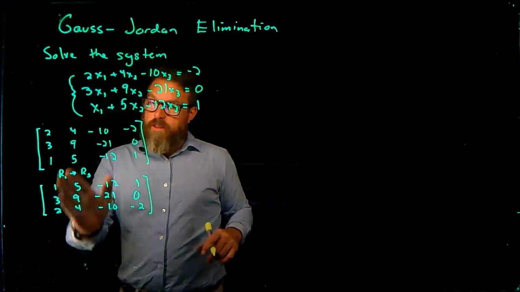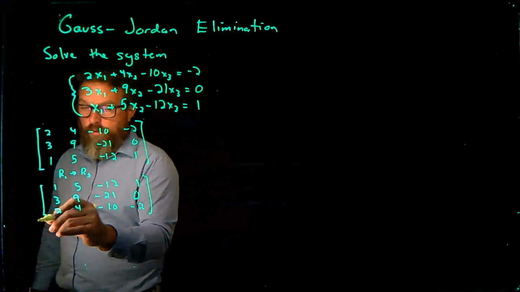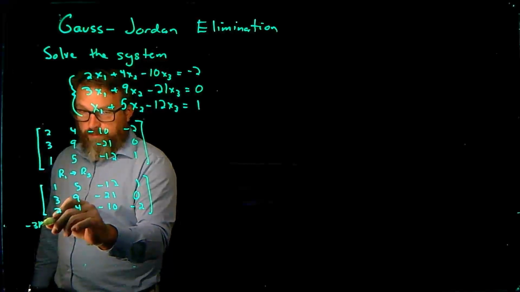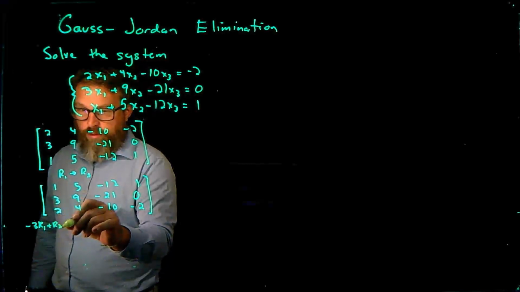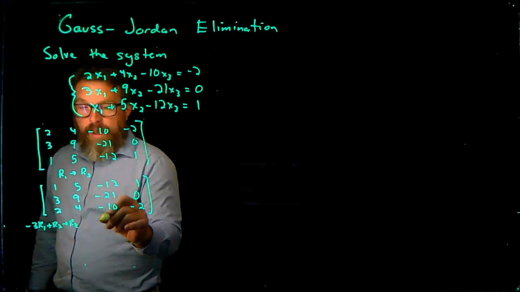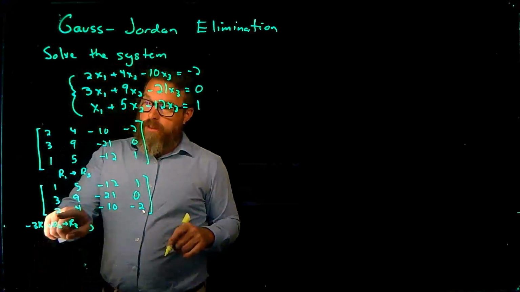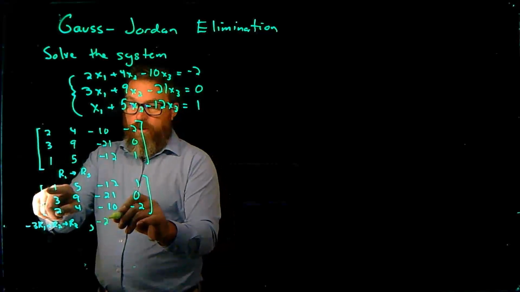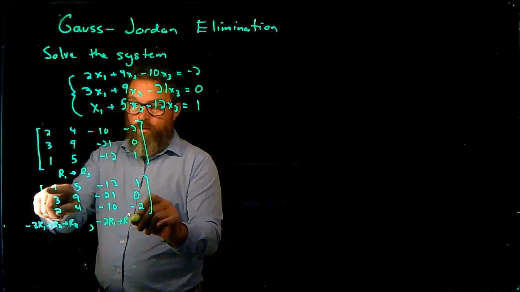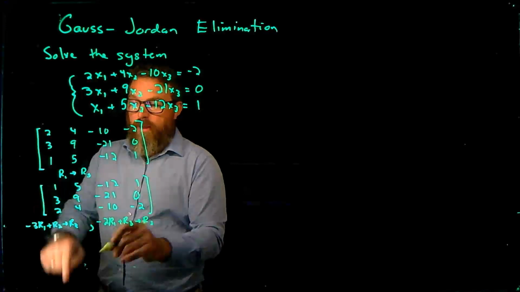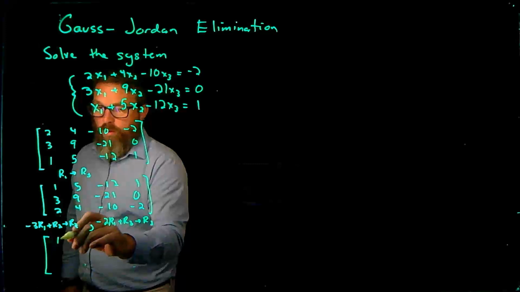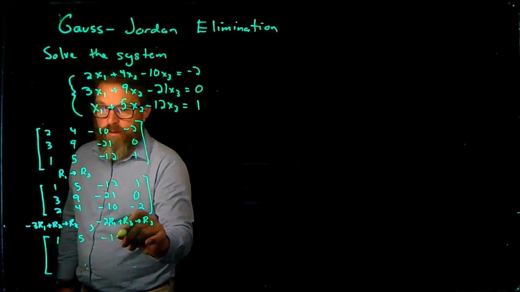Since I'm in column 1, I'm going to use row 1 to do that. In order to get rid of the 3, I'm going to have minus 3 row 1 plus row 2 be my new row 2. And I want to get this 2 gone too. Again, I'm still in column 1, so I'm going to use row 1. So minus 2 row 1 plus row 3 is my new row 3. And let's see what we get back here. All right, so row 1 is unchanged. Might as well write that down.